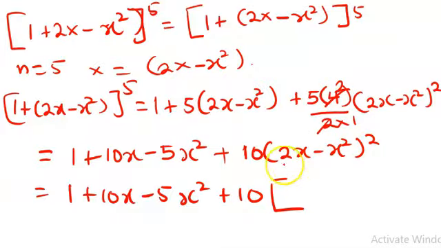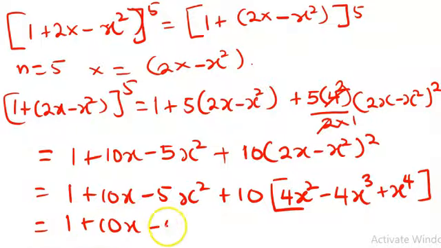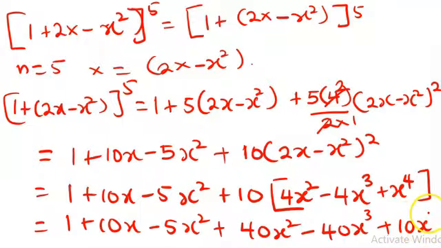Because it is power 2, we square the first one. When we square the first one, we get 4x squared. Then 2 times 2x, that is 4x, times x squared, so minus 4x cubed, and then plus x to the power 4. We can then open up. So 1 plus 10x minus 5x squared plus, let's open the bracket. This will give us 40x squared minus 40x cubed plus 10x to the power 4.